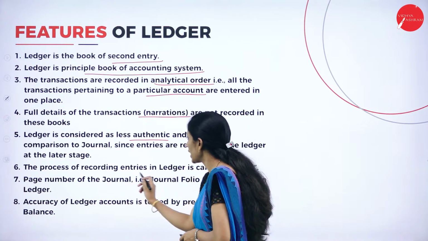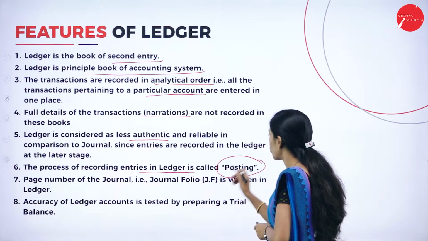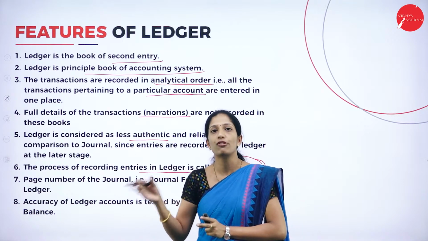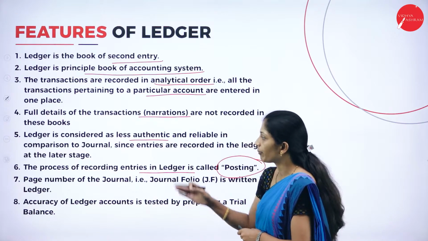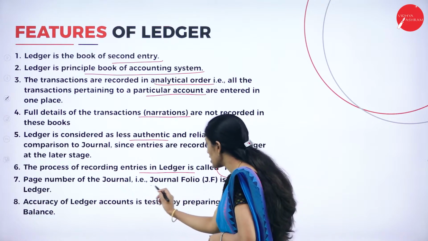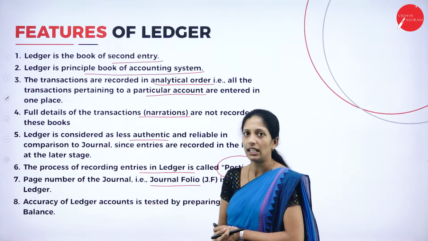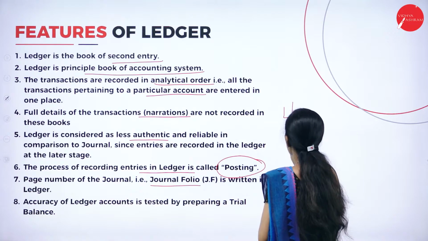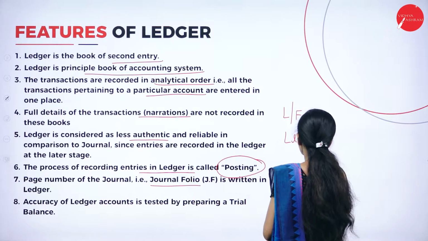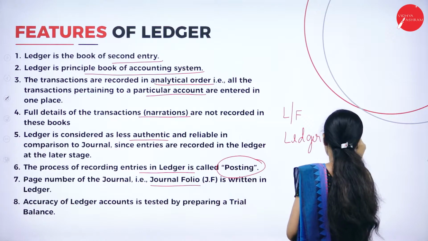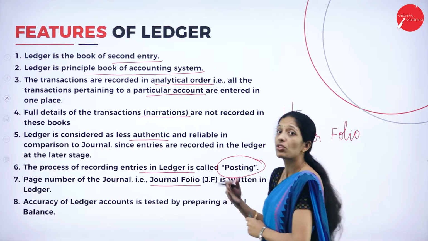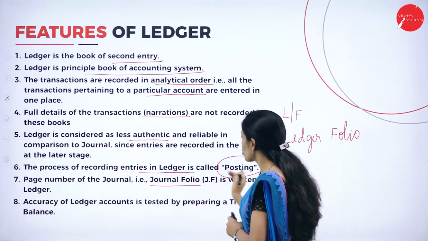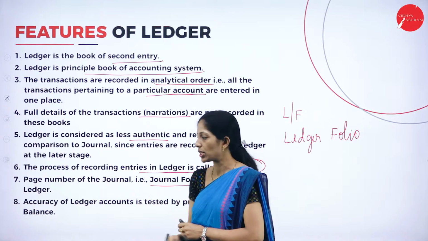The process of recording entries in ledger is called as what? Posting. The process of transferring the entries from journal to ledger is called as posting. Page number of the journal, that is journal folio, is written in the ledger. So, in journal, we will record LF, that is what? Ledger folio. Whereas in ledger, we will record journal folio, that is page number of the journal. So, JF is written in the ledger.